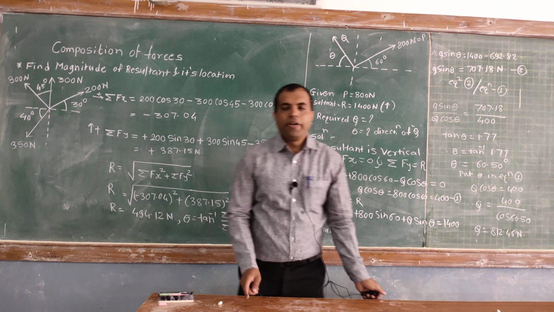The first component is like this. This horizontal component becomes 200 cos 30, and the other component, which is the vertical component, is 200 sin 30 degrees.